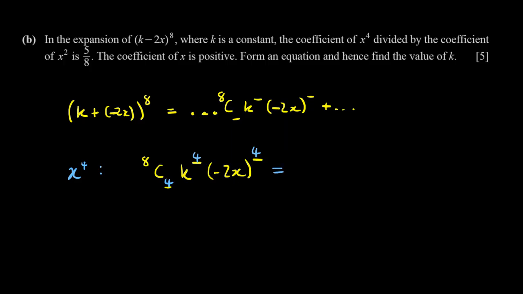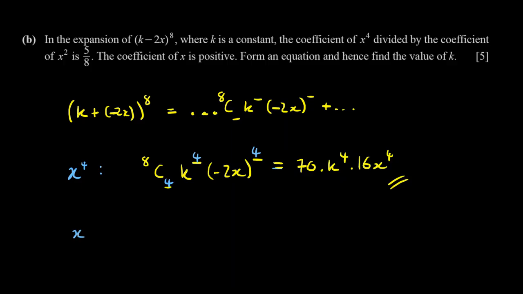Okay, we're going to expand this, and we should get 8c4. So 8c4 is 70 times k to the power of 4. Now, negative 2x to the power of 4 is going to give us 16x to the power of 4. Now, I'm just going to leave it like that. I'm not going to bother to expand it because hopefully things are going to simplify later on.